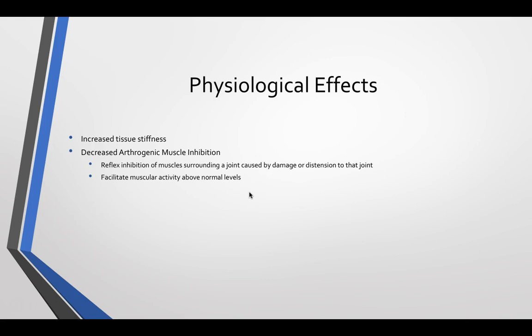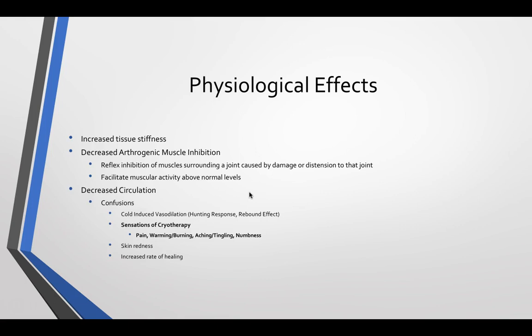That can get reversed with TENS and with cold. We can actually facilitate recruiting more neurons, which would facilitate exercise. So cold helps to facilitate muscular activity above normal levels to help overcome that arthrogenic muscle inhibition. That was what we were talking about with the inhibited muscle back in our physiological response video, that we increase the number of motor neurons and motor units recruited.